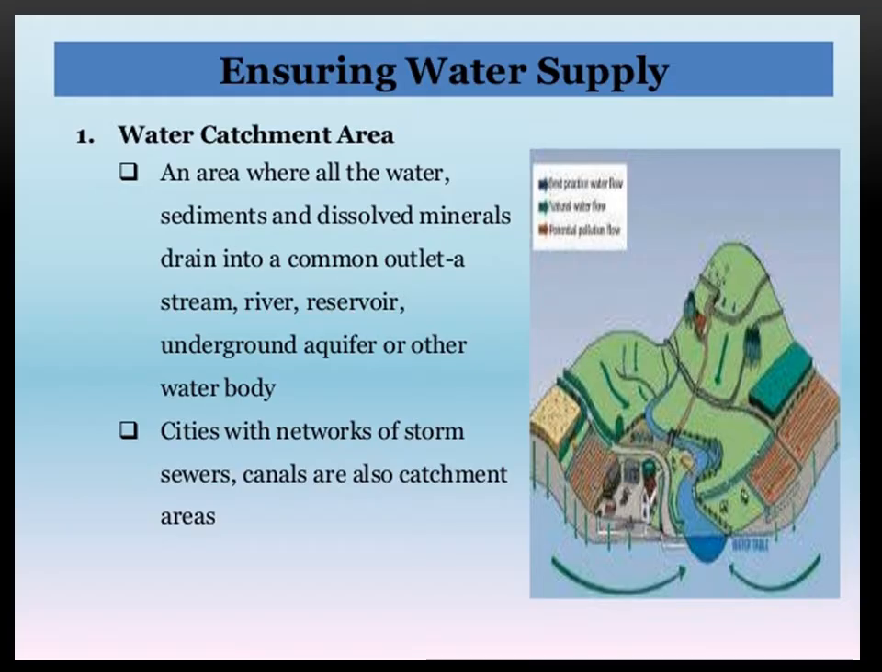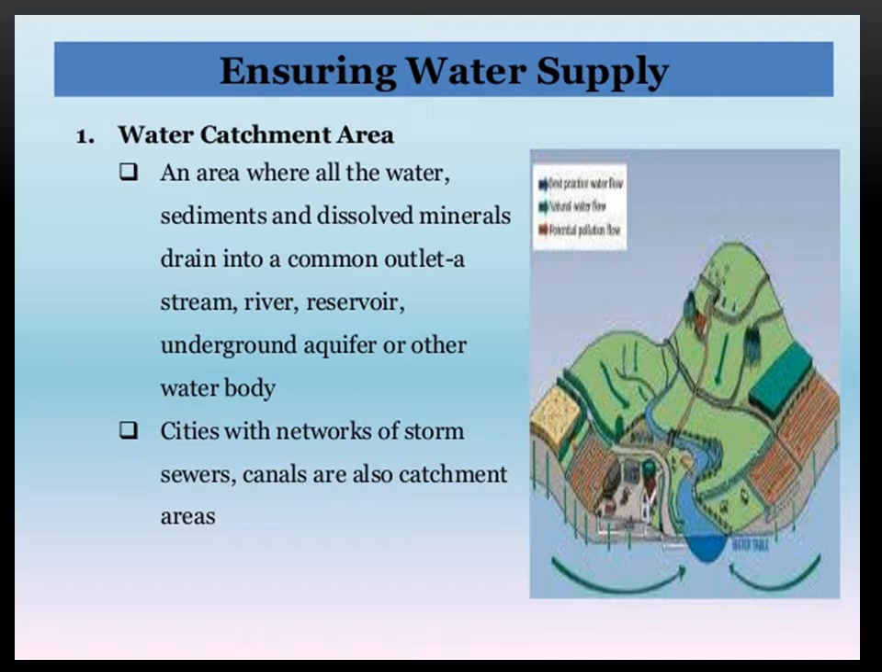So ensuring water supply, this is on page number 37, and today's topic is ensuring water supply. How can we ensure the supply of clean fresh water to everywhere? So the first thing is water catchment area. We have to check on water catchment area.